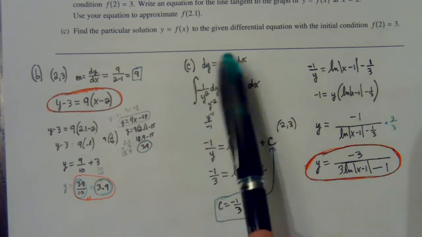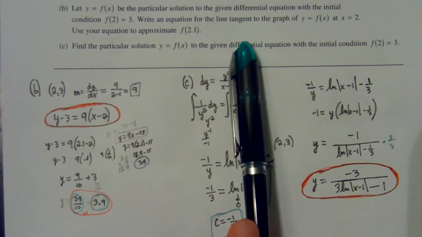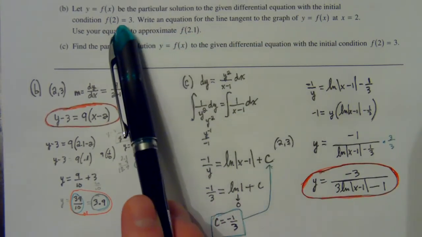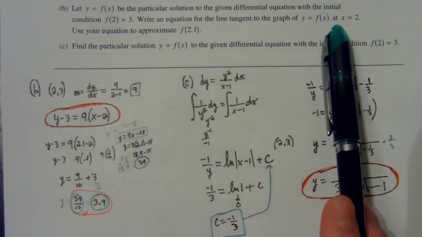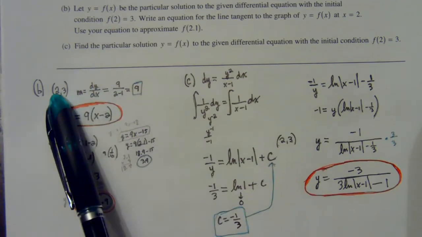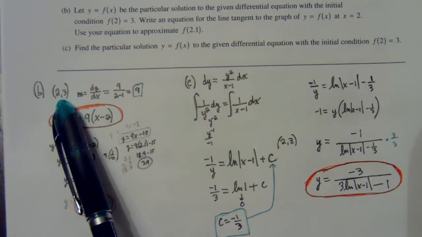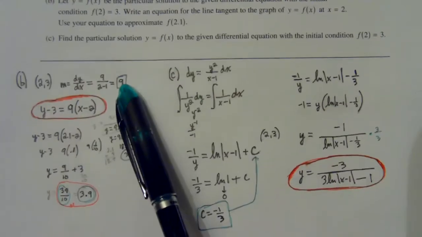But on letter B, it says write the equation of the line tangent to the graph. So that's writing the equation of the tangent line. That gives us a point, 2, 3, the initial condition, and then we need to find the slope using the derivative. So since I have the point, I'm going to take x is 2 and y is 3, plug that into the first derivative, and that's how I'm going to get 9 for the slope.